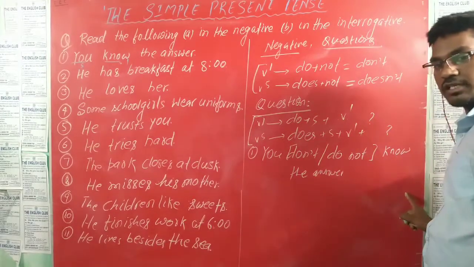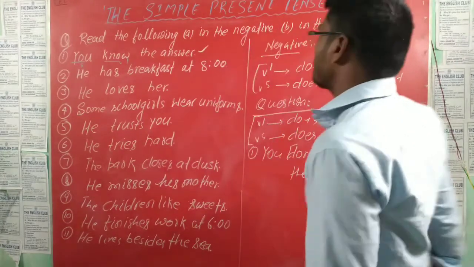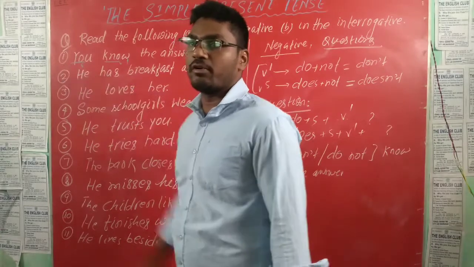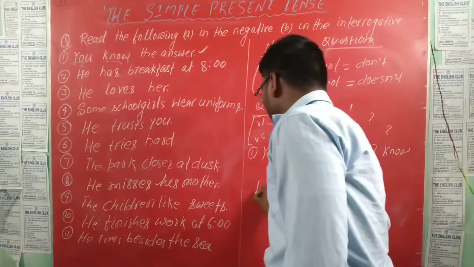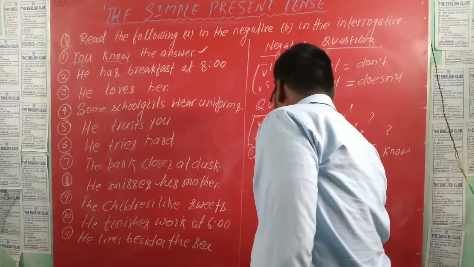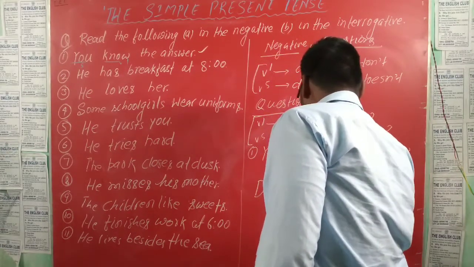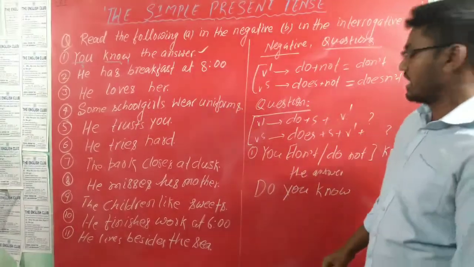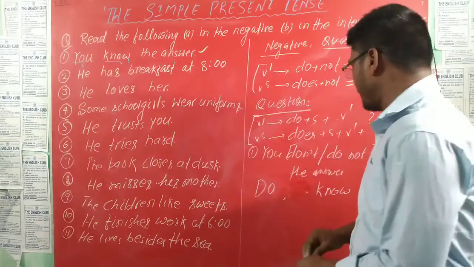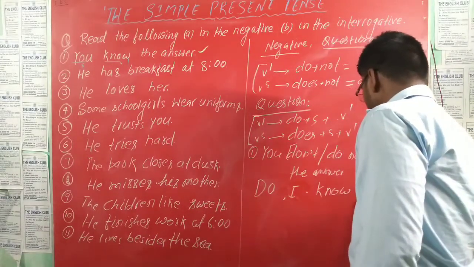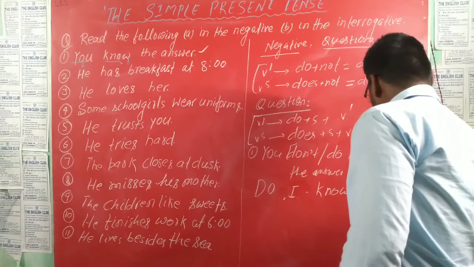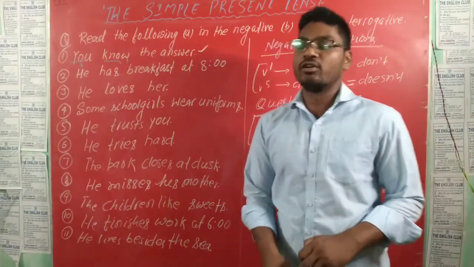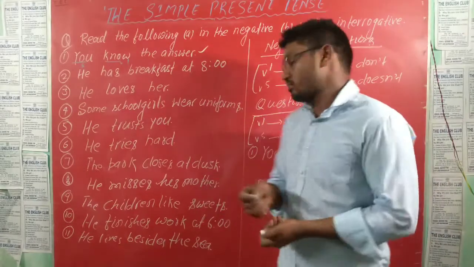Now, the question of sentence number 1. Because this is the V1 form, do will come before the subject, and the sentence will be, do you know the answer? Actually this is second person, and second person is answered in first person. So the right answer will be, do I know the answer? Like that, one example I am going to give you. If someone asks you, what's your name? Then you reply, my name is. So this is the way.